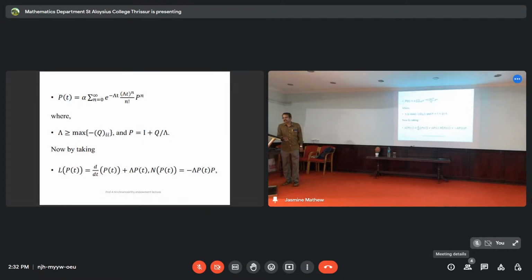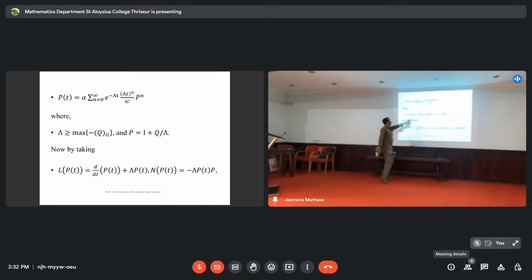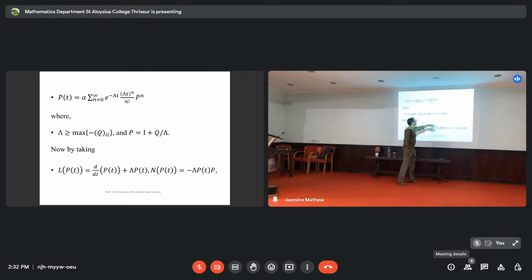Now we will discuss whether we can obtain the uniformization method, which is a semi-analytic solution of the differential equation that we saw earlier, given by alpha multiplied by summation e to the power minus lambda t, t power n by n factorial, multiplied by P raised to n. The P is a stochastic matrix given as P equal to I plus Q by lambda, where lambda has this definition.